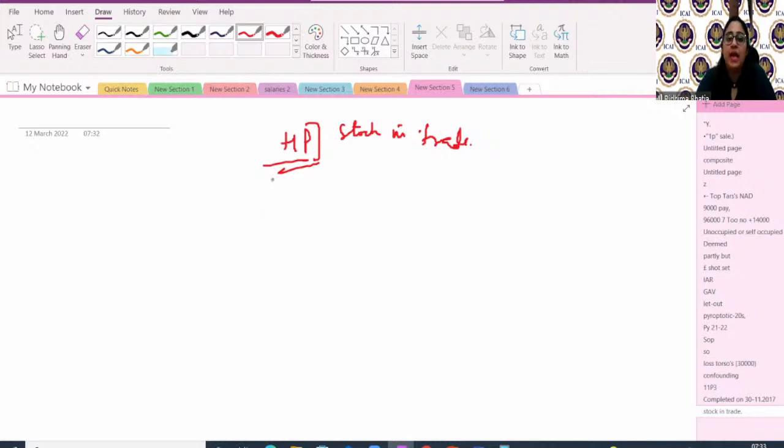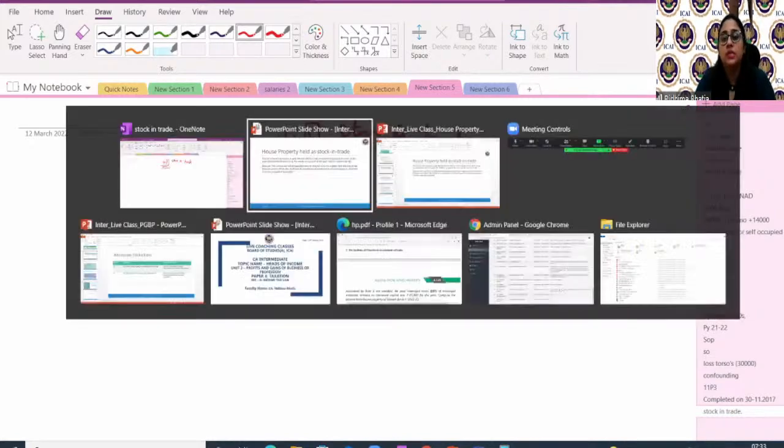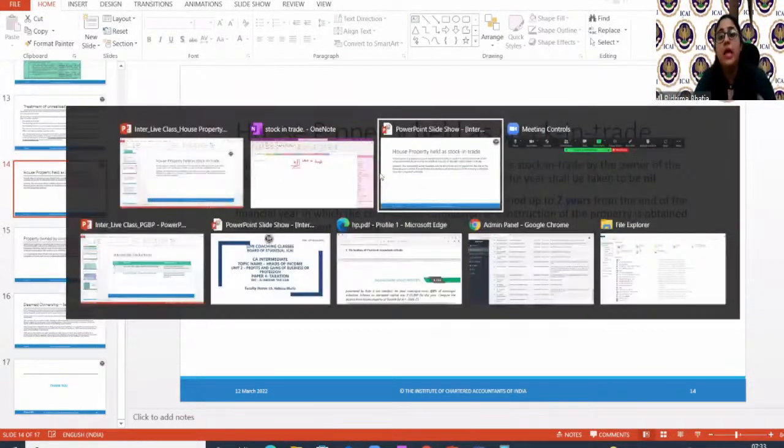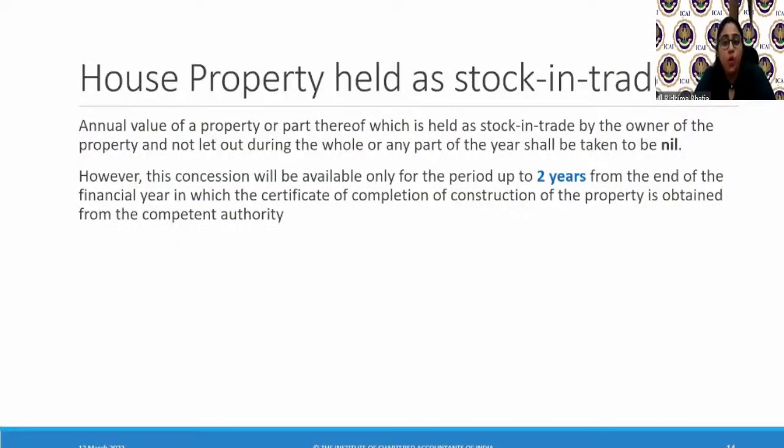But here the catch is, please listen carefully, the house property which is considered as stock in trade, the annual value of the house property which is considered as stock in trade and not let out, its annual value would be taken as nil.